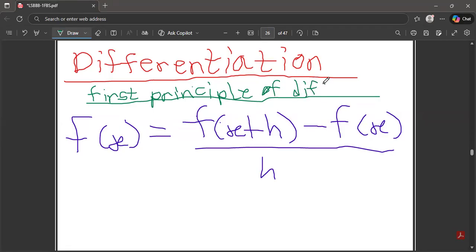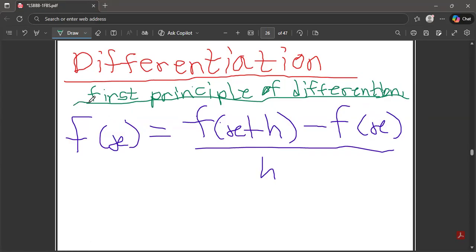So this is the first principle of differentiation. This is the first principle of differentiation. And the first principle of differentiation is in the form f'(x) = f(x + h) - f(x) all over h. All right, please, can you read to me what you got?